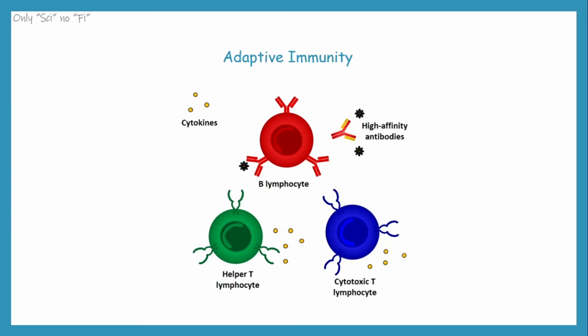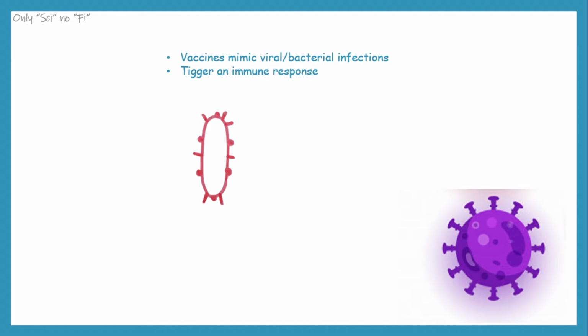In very simple terms, adaptive immunity, which includes B lymphocytes, cytotoxic T cells, T helper cells, antibodies, and cytokines, is involved in this vaccination process. How? Let me talk about it. Vaccines mimic some viral or bacterial infections and trigger an immune response. In very simple terms, it trains our immune system to protect against a specific infection or disease.